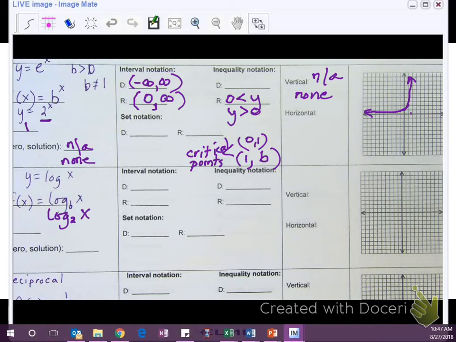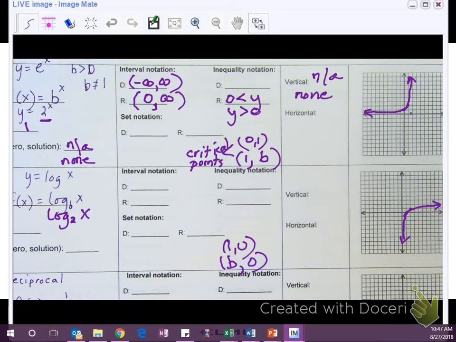So we're going to reflect that. Our critical point here is going to be at 1, 0, and whatever our base is, comma 0. And so this will approach the y-axis, but it will never touch the y-axis. And then mine is going to be at 2, 1, and it goes this way.